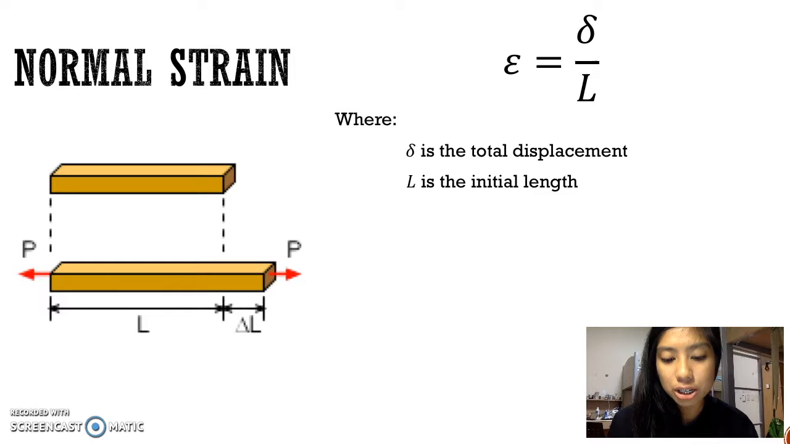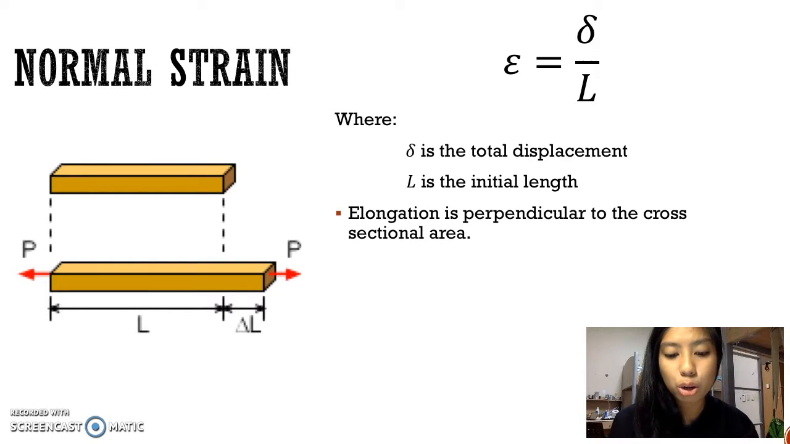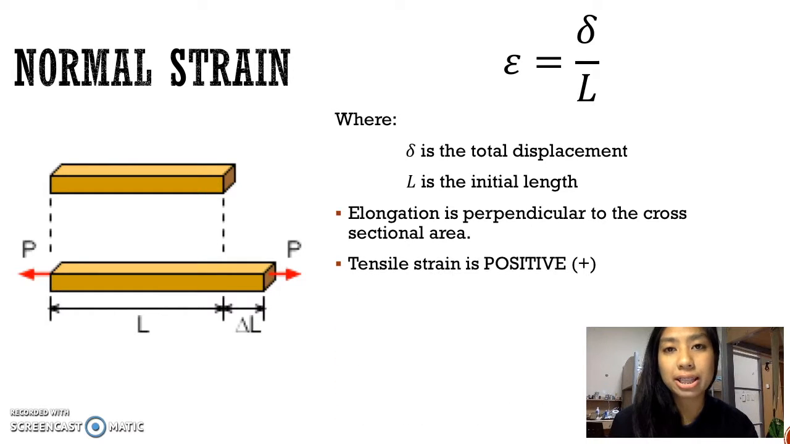The elongation of the bar is assumed normal or perpendicular to the cross-section. Therefore, like stress, strain is called normal strain. Similar to stress, a tensile strain is generally considered positive, and a compressive strain is considered negative.